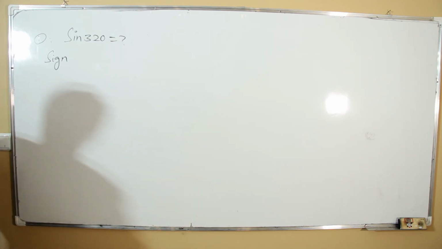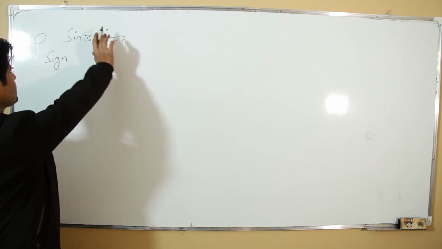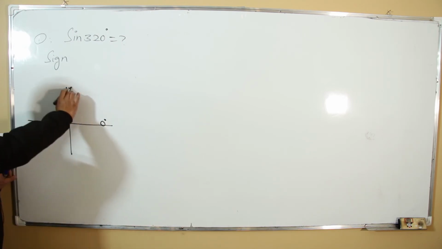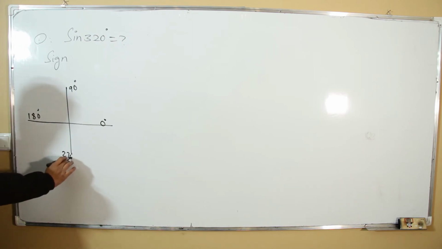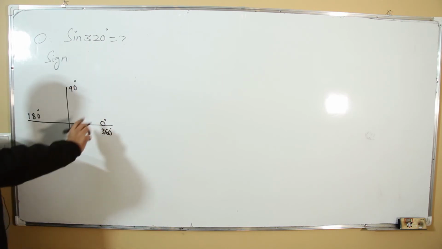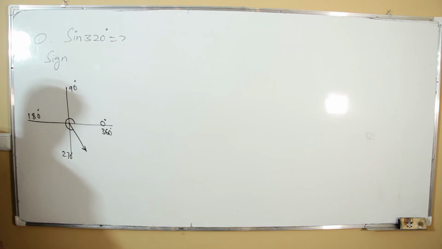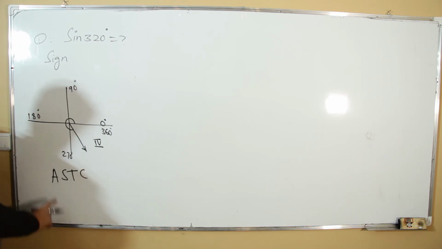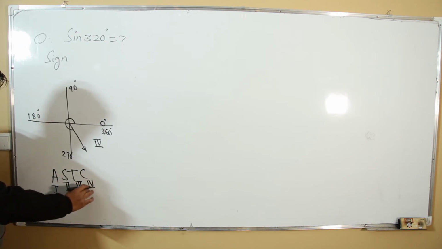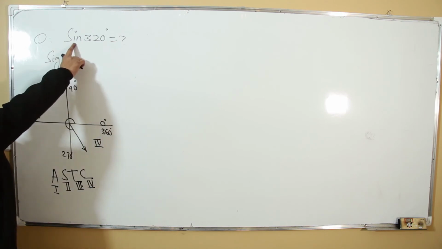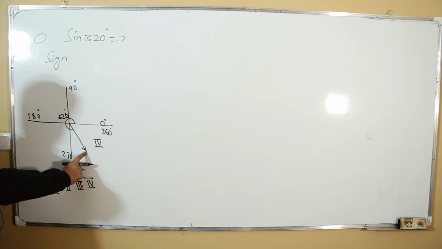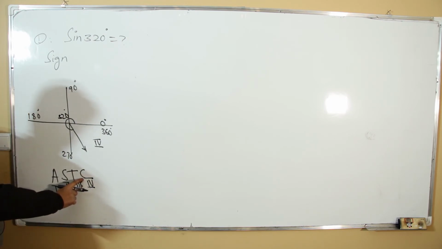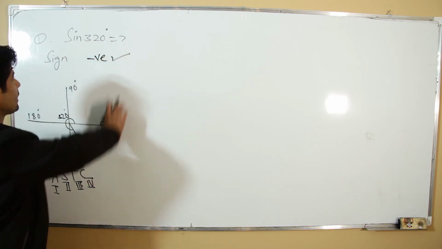By the way, first we have to find where 320 is located. The angle is in degree measurement. We know that this one is 0, this is 90, this is 180, 270 and 360. Now your 320 is located here. 320 is located in the fourth quadrant. If this one is in the fourth quadrant, use the stack. In the first region, all are positive. In the second region, sine and its reciprocal. In the third one, tangent and its reciprocal. And in the fourth one, cosine and its reciprocal. What do you think? Sine 320. 320 is in the fourth region. So in the fourth region cosine is positive, the remaining are negative. So the answer is negative.